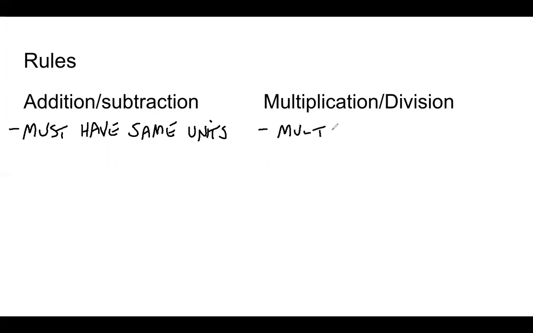So for addition and subtraction, our measurements must have the same units. You can't add grams and centimeters. You must have the same units. If we are doing a multiplication or division with measurements, then we also multiply and divide the units.